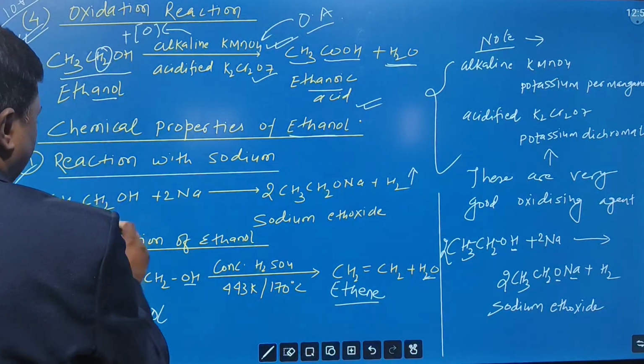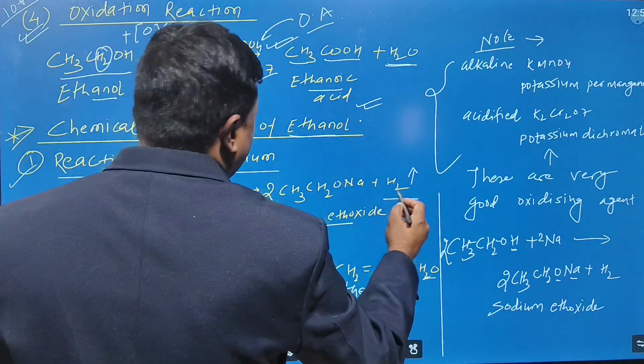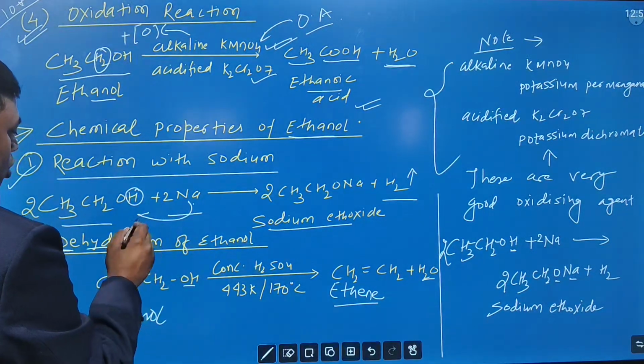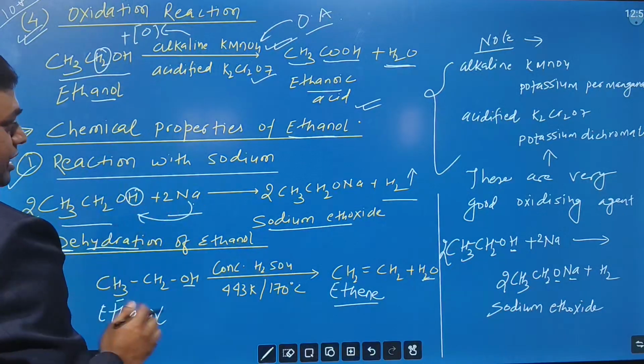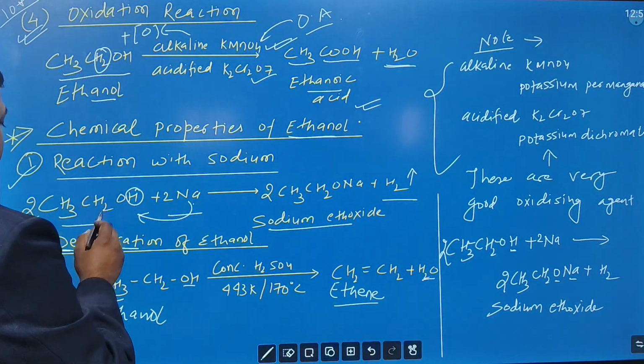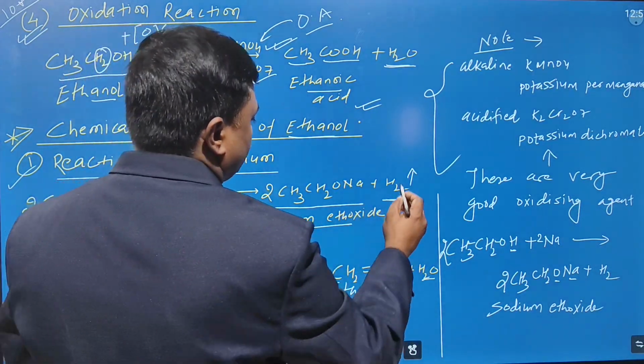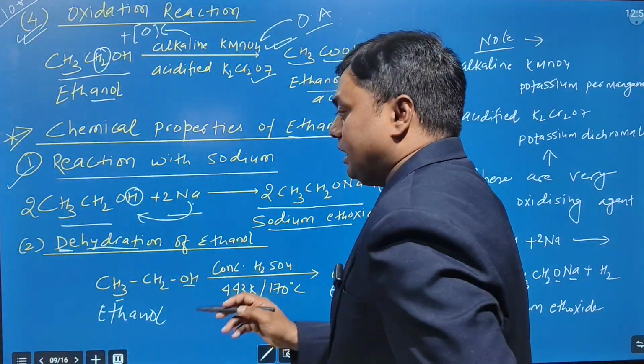So ethanol reacts with sodium. It gives you what? Sodium ethoxide plus hydrogen. What will happen? This hydrogen gas is released and the sodium atom attaches here. 2CH3CH2OH plus 2Na gives rise to 2CH3CH2ONa plus H2. Hydrogen gas is liberated.